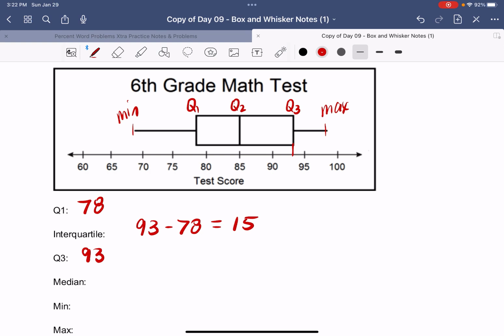Okay. What is our median? Well, it looks pretty clear that it would be 85. So hopefully you have that. And then our minimum is probably 68. Okay, I'm looking right about here. And our maximum is probably 98. 68% and 98%. Okay? All right, so that's pretty much all our notes in a nutshell.